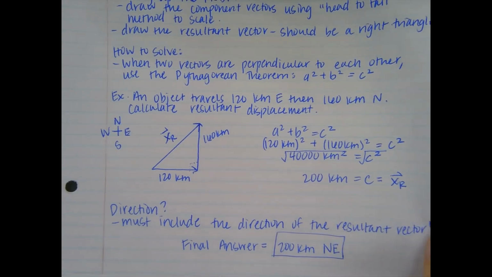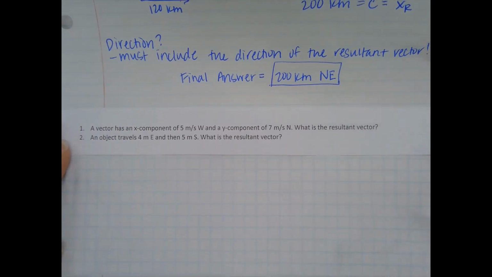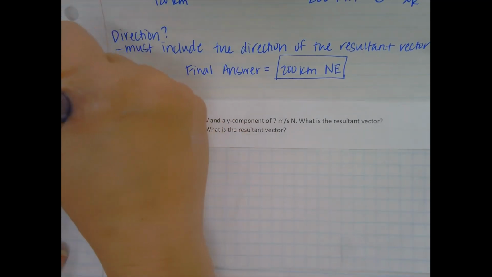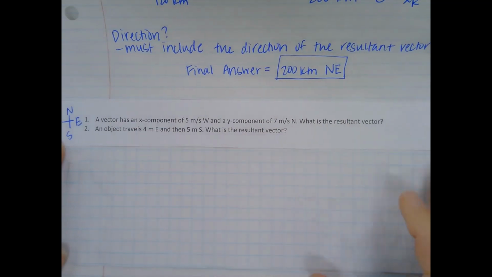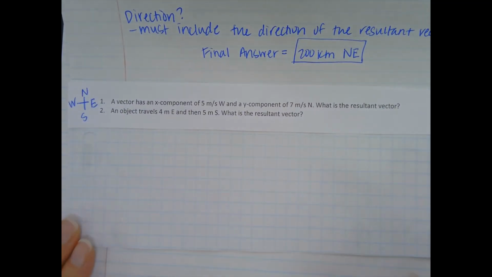Okay, now let's look at a couple more. You should have these questions given to you, and then we're going to do this on graph paper to make sure that we are to scale. Again, we're going to do the same north, south, east, west to keep our directions consistent. So number 1, a vector has an x component of 5 meters per second west and a y component of 7 meters per second north. What is the resultant vector?